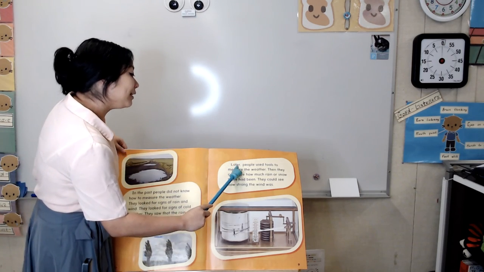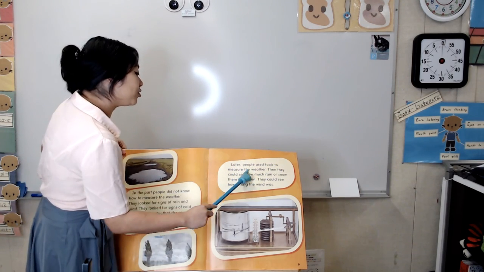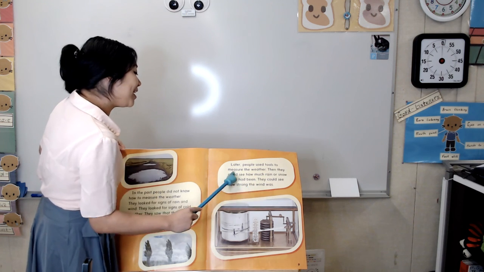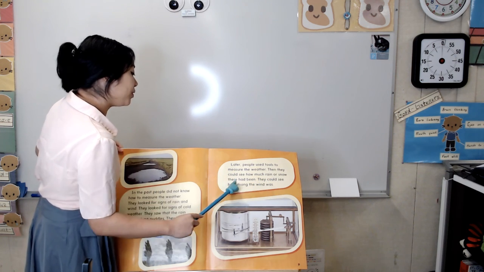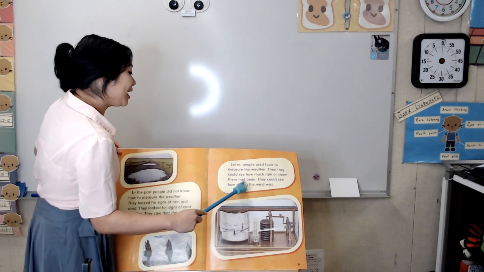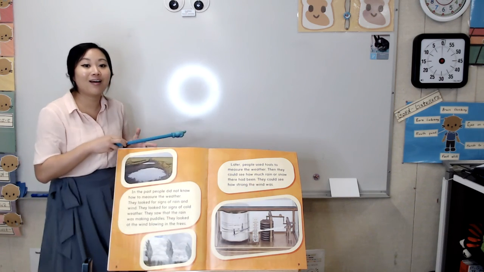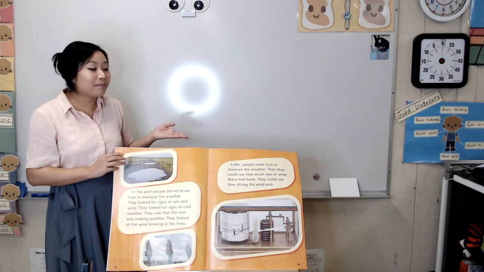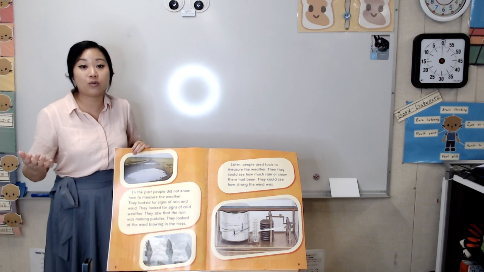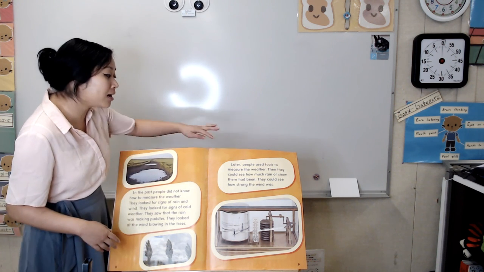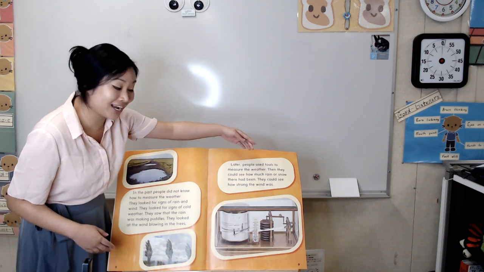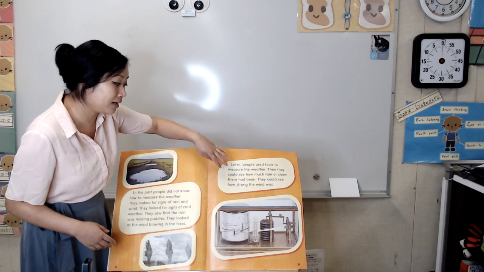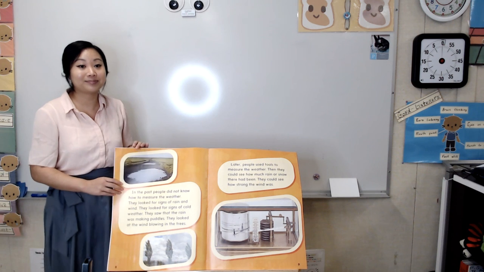Later, people used tools to measure the weather. Then they could see how much rain or snow there had been. They could see how strong the wind was. Oh, I see. This helps me understand that measure is seeing the amount or how much because it then talks about how much rain or how much snow and how strong the wind is.